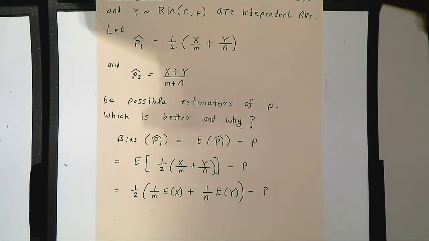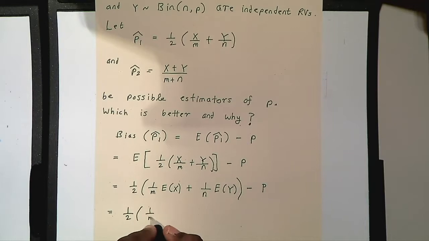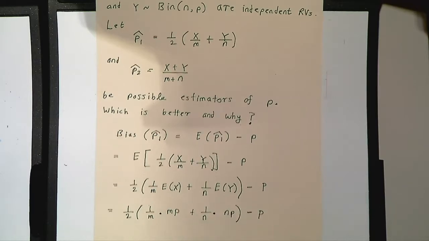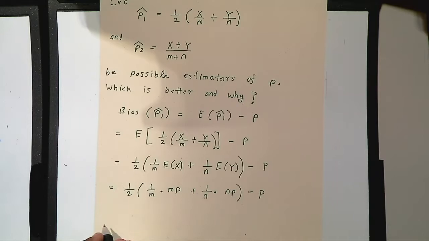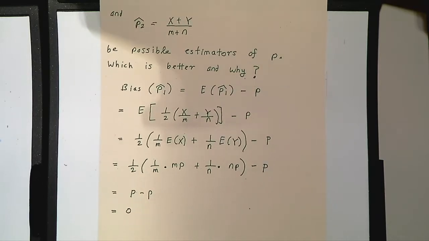minus p. I'm sure all of you know the formulas for the binomial random variable, right? So this is half 1 over m. It's m times p, 1 over n times n times p minus p. So if you simplify this, you get p minus p, which is 0. So the first estimator has bias equal to 0, right? Now let's see what happens for the second estimator.